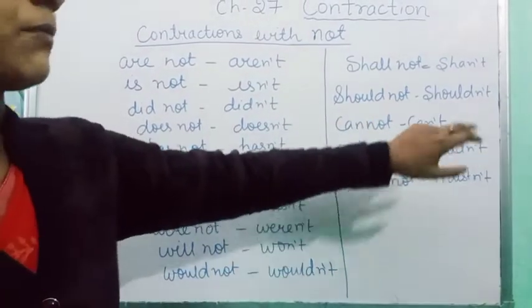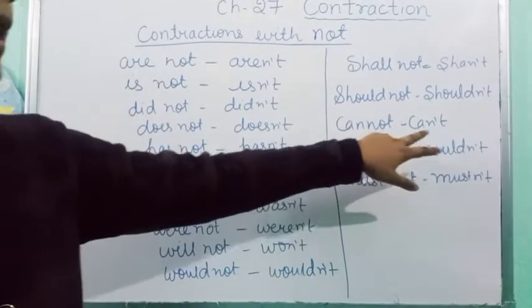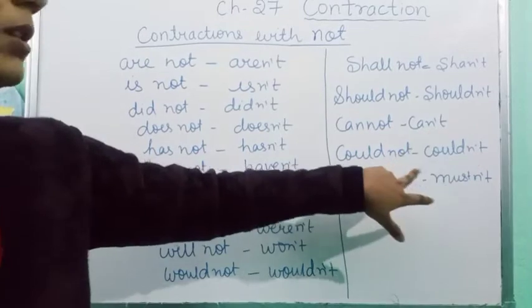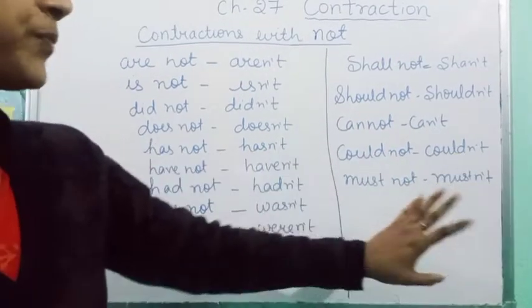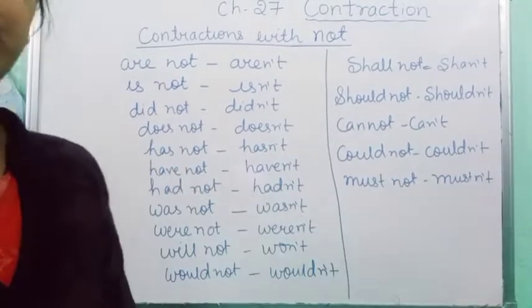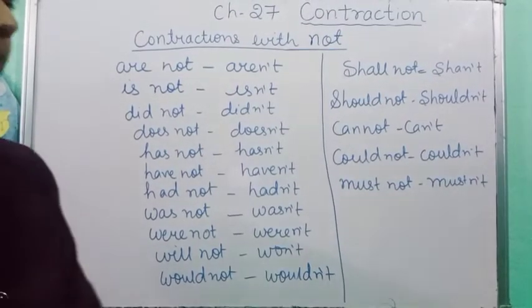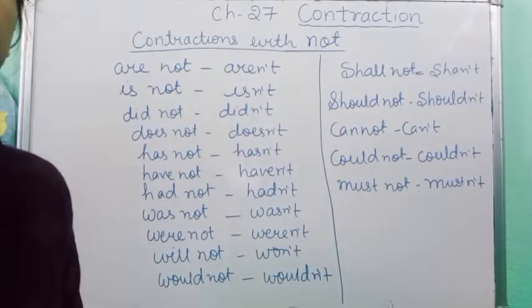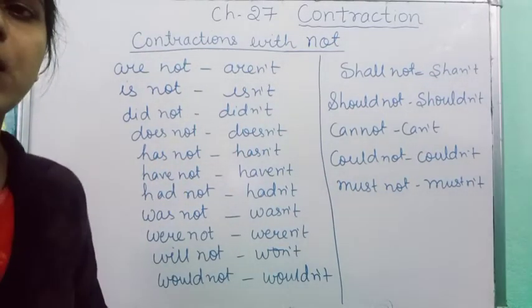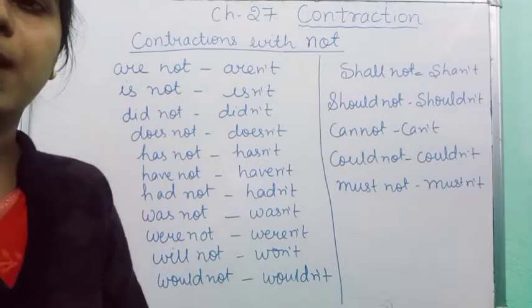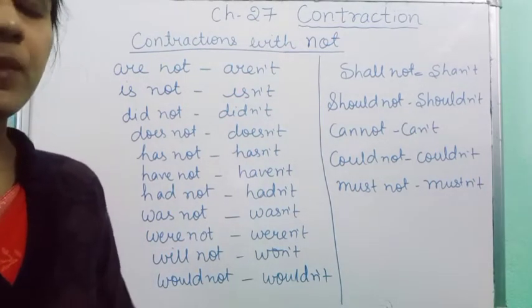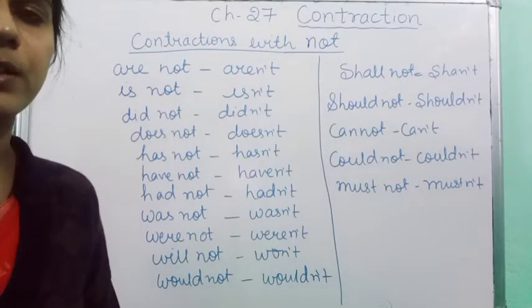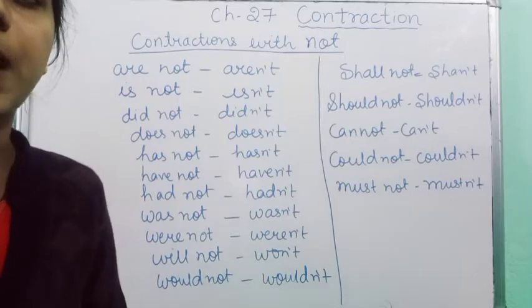Should not, shouldn't. Cannot, can't. Could not, couldn't. Must not, mustn't. So the apostrophe is used in the place of O in not. I hope you all understand this chapter, children. See this video attentively and learn it properly. This is a very easy chapter, students.